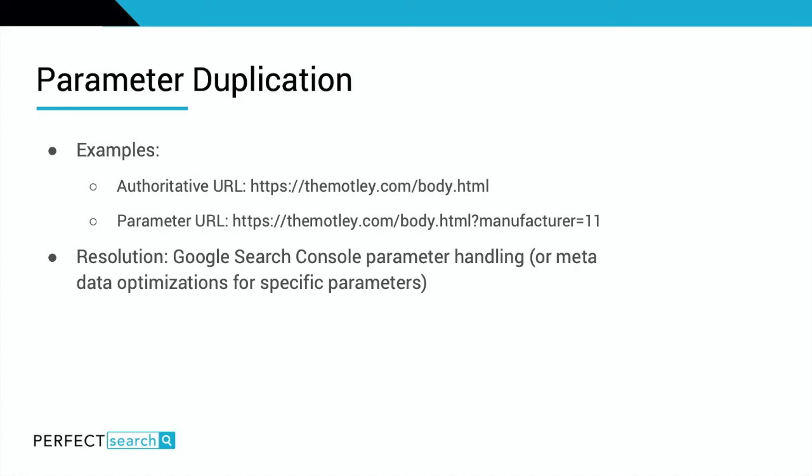Parameter duplication. A parameterized URL is a URL that has a parameter on it, typically a question mark and then whatever follows it. Typically the URL looks kind of funky. So you would want to go into Google Search Console and use its parameter handling capabilities, or create metadata optimizations for specific parameters.